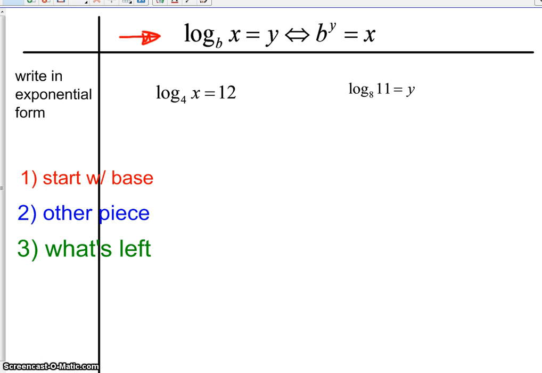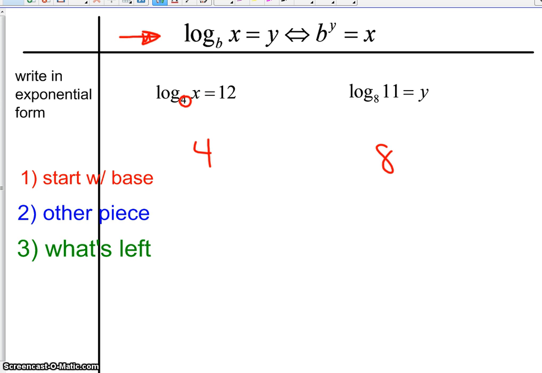Here's a rule you might want to write at the top of your paper when you're looking at your homework, so you can see it if you get hung up. If I want to take these logarithmic equations and rewrite them as exponential equations, number one, I start with my base. I look at log base what? It's base 4 in this case, so 4 is my base. Over here, 8 is my base.